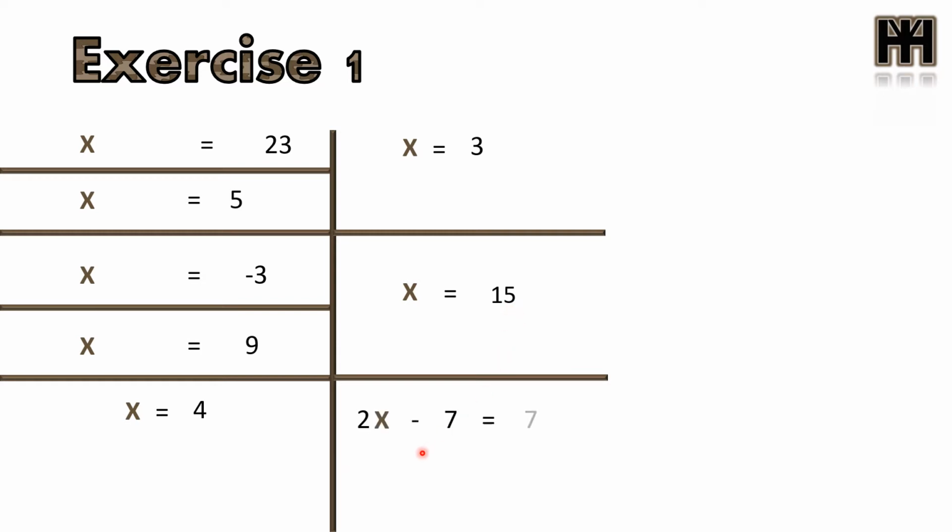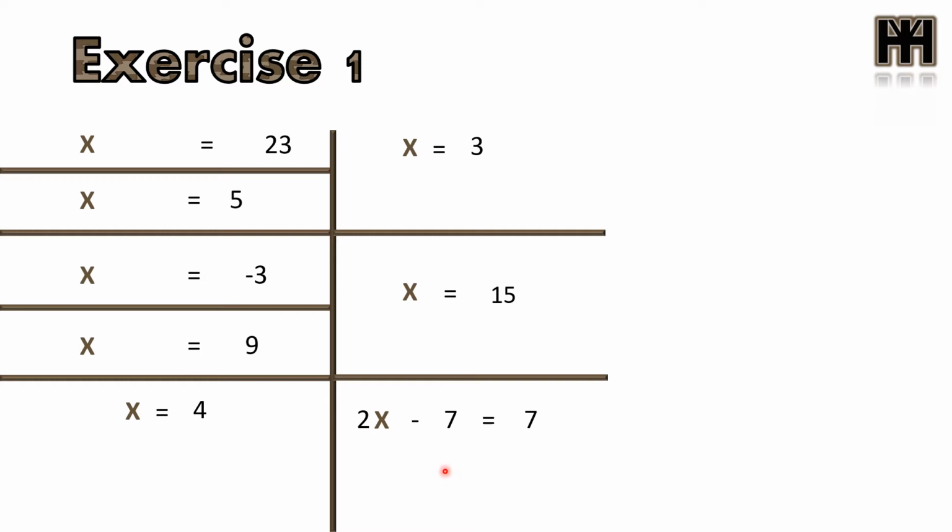Now we have 2x minus 7 equals 7. In order to solve this, you need to remember the order of operations. Remember BEDMAS. B is for brackets, E for exponents, D and M for division or multiplication, and AS for addition and subtraction. So we must go in reverse.